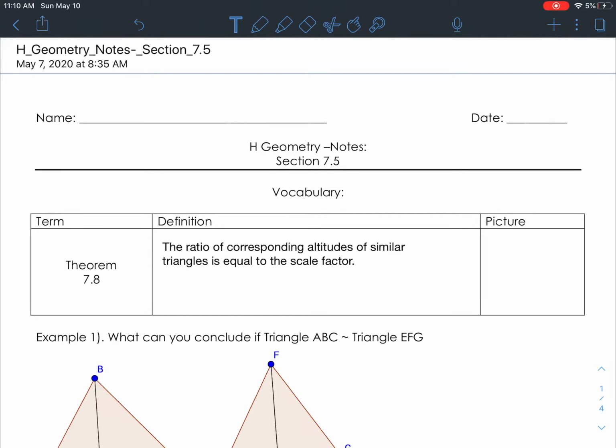Okay, so we are doing the last section of chapter 7, and this is actually combining back to chapter 5. In chapter 5, we talked about the special segments of triangles. If you remember, we talked about altitudes, medians, angle bisectors, and perpendicular bisectors. We're actually connecting to 3 of those special segments today. The one that we're not doing is perpendicular bisector.